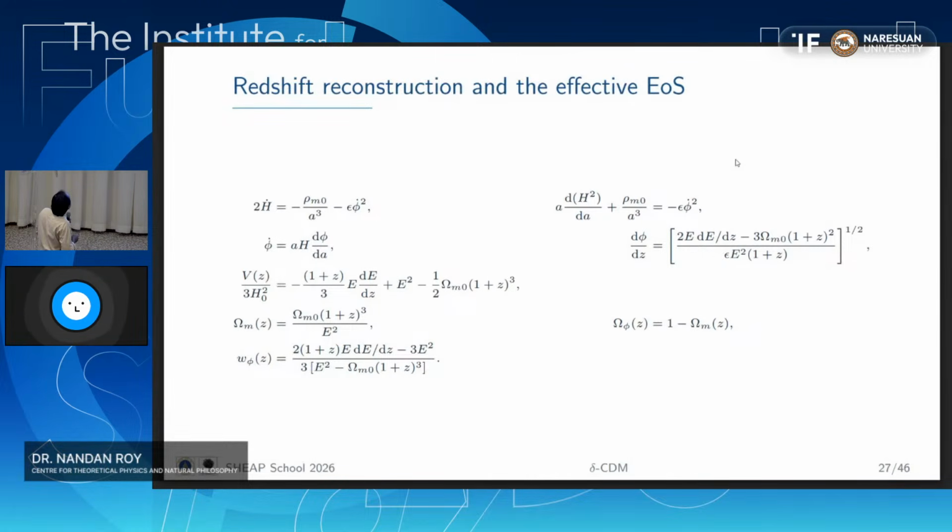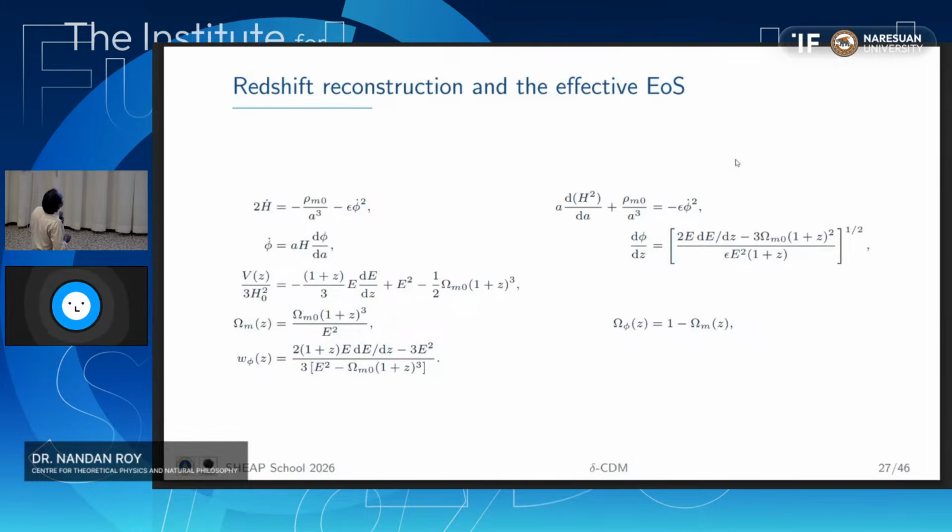And once you have these equations, it is a very simple manipulation: you write all this derivative in terms of z, and then you arrive at where w_φ, the equation of state, looks like this. This is a generic formula. No model is inbuilt here yet.